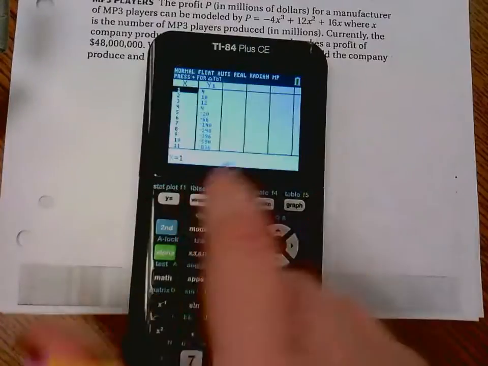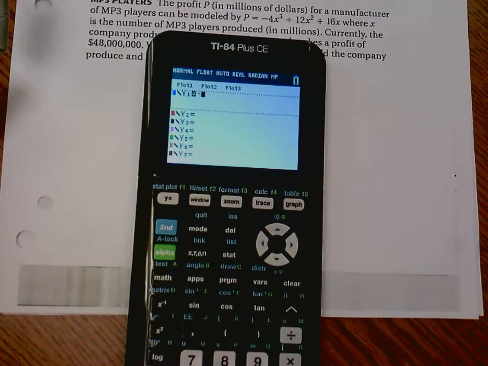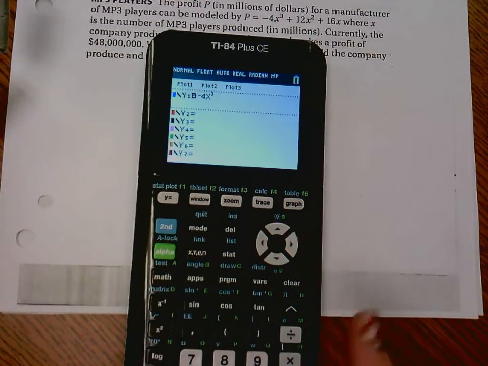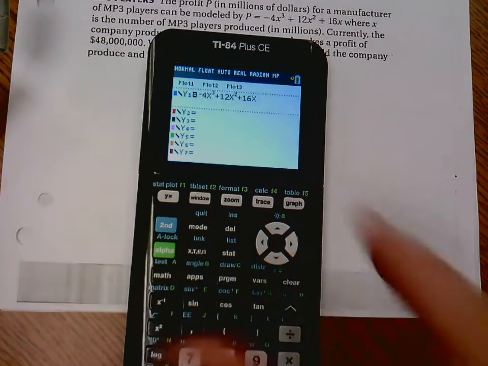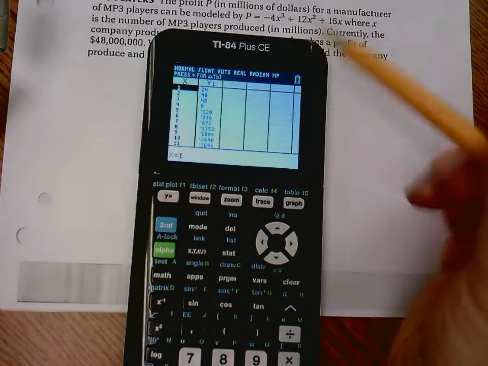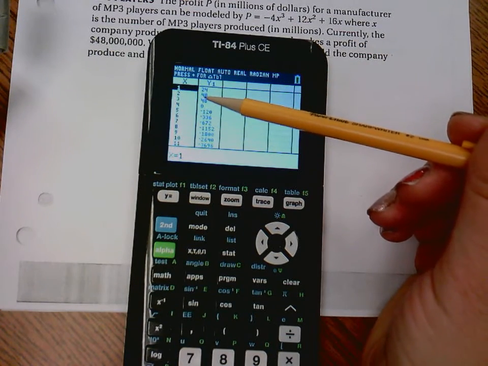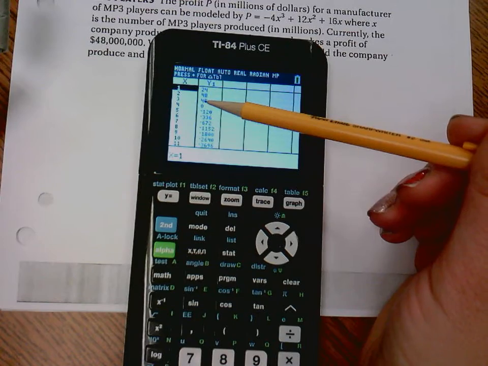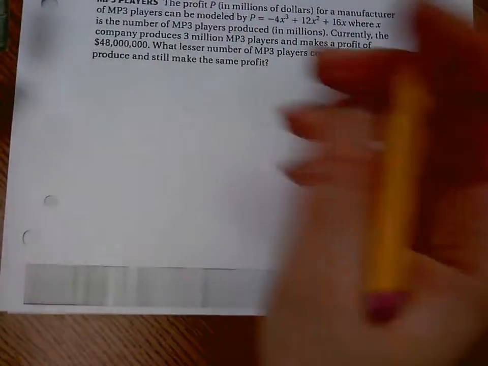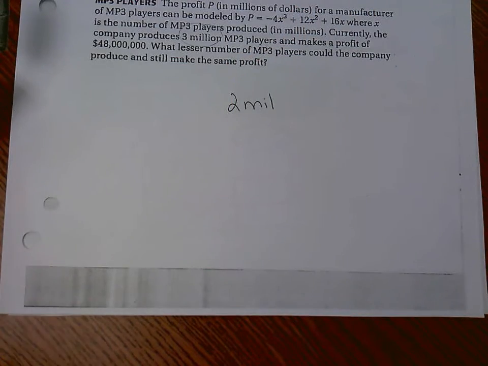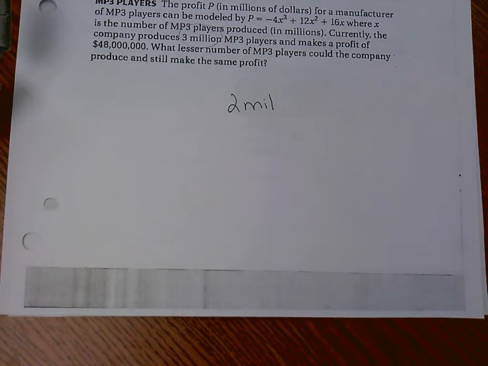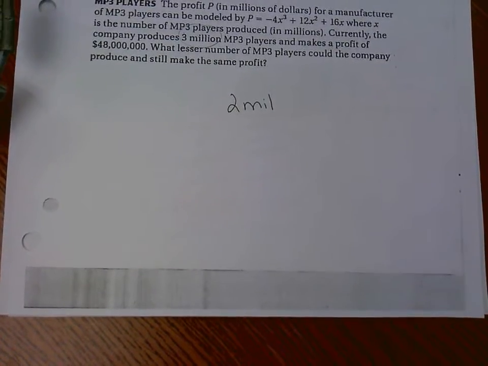So let's again put our function negative 4x cubed plus 12x squared plus 16x in our calculator and just look at the table. Can you see 48 million as the solution for both 2 and 3? So it says currently they produce 3 million, but they could actually produce 2 million and still make the same profit. All right, so you are going to try the other 4 problems, 1, 2, 7, and 8, and submit your work on Google Classroom.